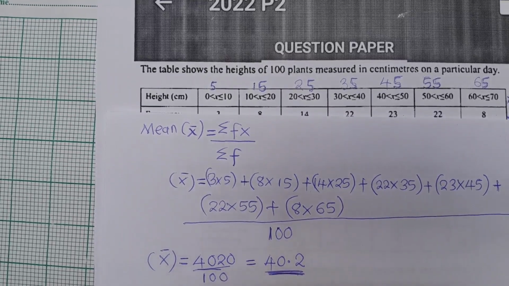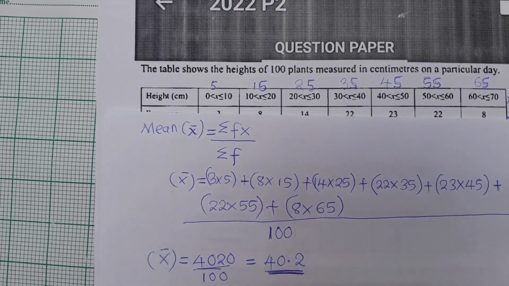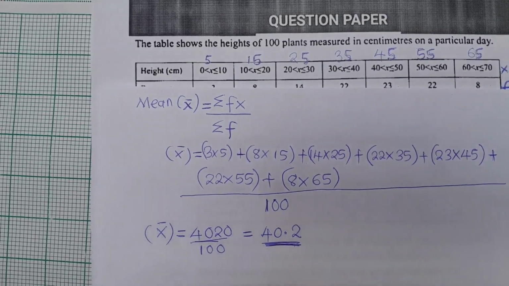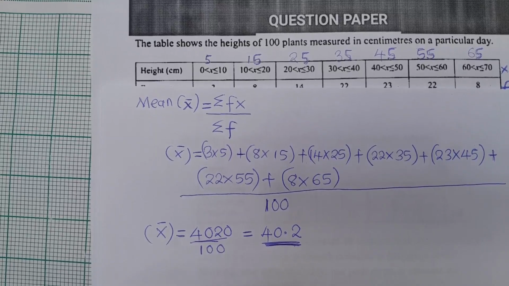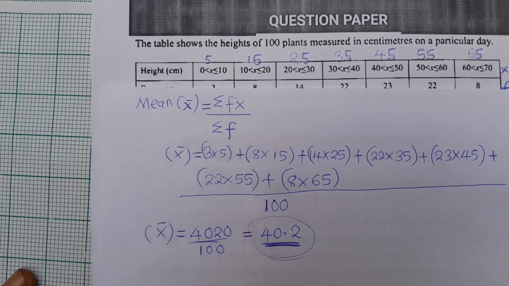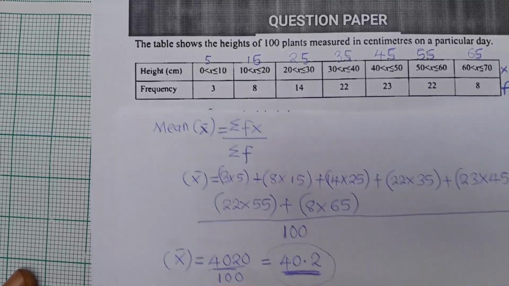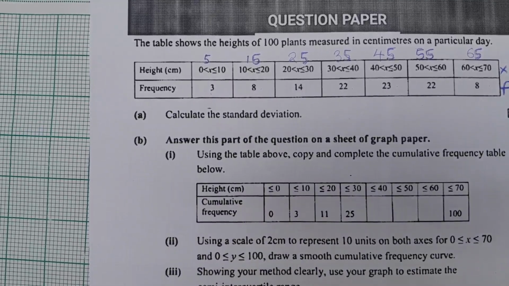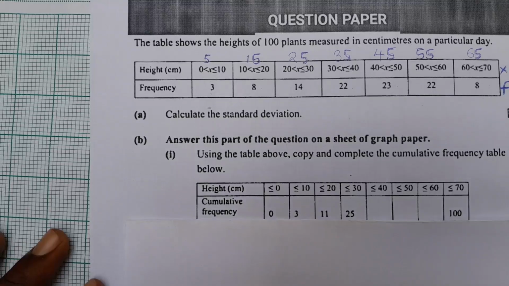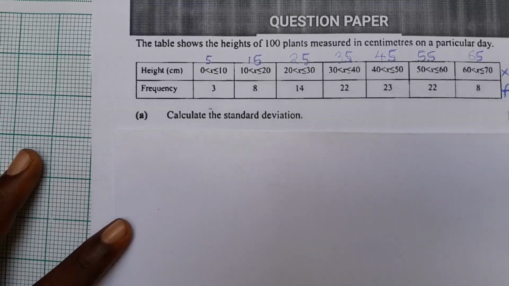Then since we want to find standard deviation, you go to variance. The next thing you need to do is to find the variance. So 40.2, this is our mean. Don't forget, this is our mean. So I'm going to fold this so that you see what is happening. Hope you've seen how we found the mean. This is how we get to find the mean, 40.2.